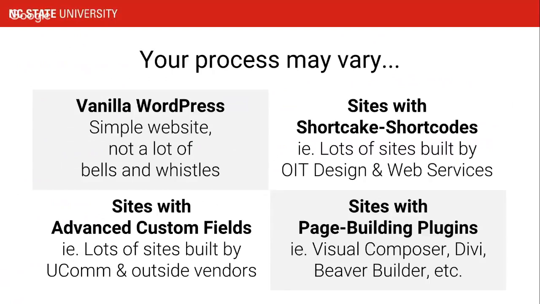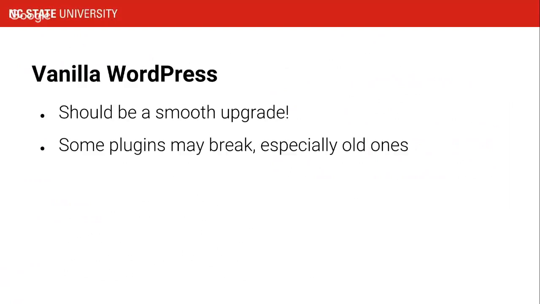When you have sites that use something more custom, whether it's shortcodes or shortcake powered shortcodes, advanced custom fields, page building plugins, these things that I talked about at the very beginning, the process is going to look a little bit different. So vanilla WordPress, as I said, should be a pretty smooth upgrade. You may run into some issues with some plugins breaking, especially old plugins that aren't really supported. That's something that your web administrator may need to worry about in a conversation with us if you run into any problems, or whoever your web support team might be.